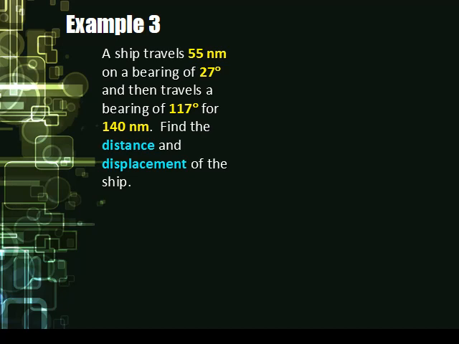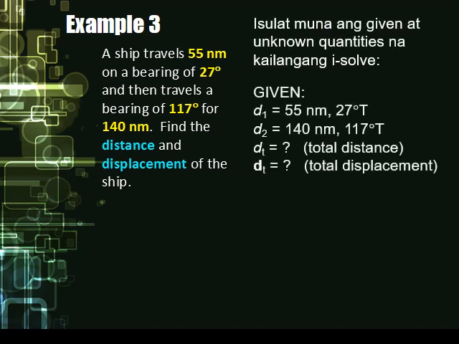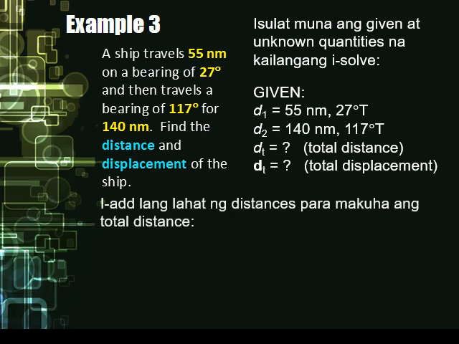Okay, so parating una natin ginagawa dito, kukunin muna natin lahat ng given. Okay, so ang given natin, yung first displacement natin, that's 55 nautical miles, that's 27 degrees true north. And then D2, this is 140 nautical miles, 117 degrees true north yung bearing niya. Okay, so pinapahanap sa atin is find the total distance and find the total displacement of the ship.